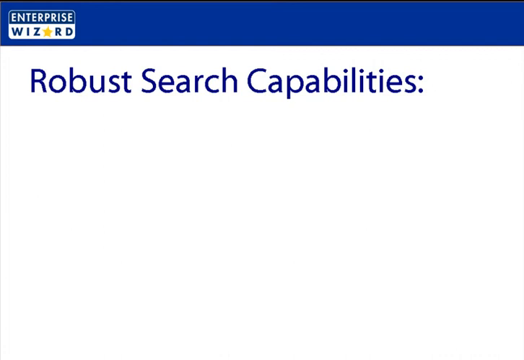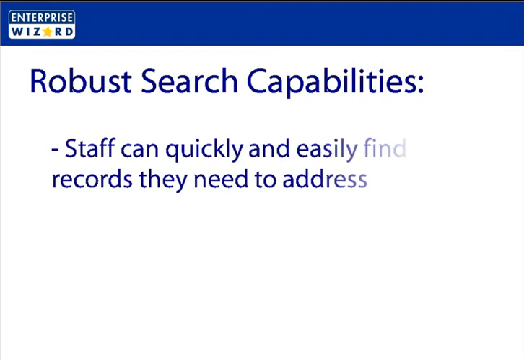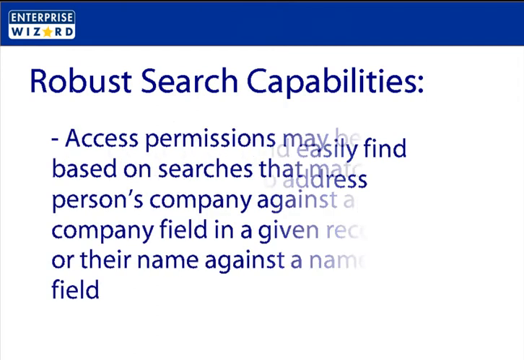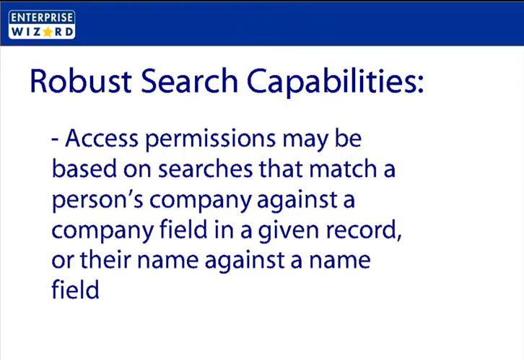There are three main reasons. The first is fairly obvious. Your staff members will enjoy working in a system where they can quickly find the records they need to address. The other reasons may be less obvious. A web-based system requires highly sophisticated access permissions. For instance, you may want external customers to see not just their own support cases, but also those submitted by other people at their company.